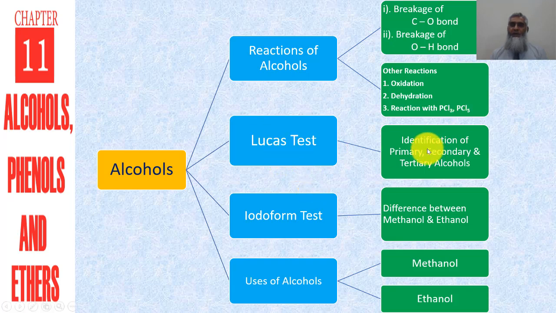And then we identified the primary, secondary and tertiary alcohols by the Lucas test. Primary, secondary and tertiary alcohols on reacting with Lucas reagent produce an oily layer of alkyl halide, which shows the identification of primary, secondary and tertiary alcohols. After it, we differentiated between methanol and ethanol by using the iodoform test. Ethanol gives a positive iodoform test, forming yellow crystals of iodoform, while methanol does not give this test. And at the end of the lesson, we discussed some uses of alcohols, especially of methanol and ethanol.